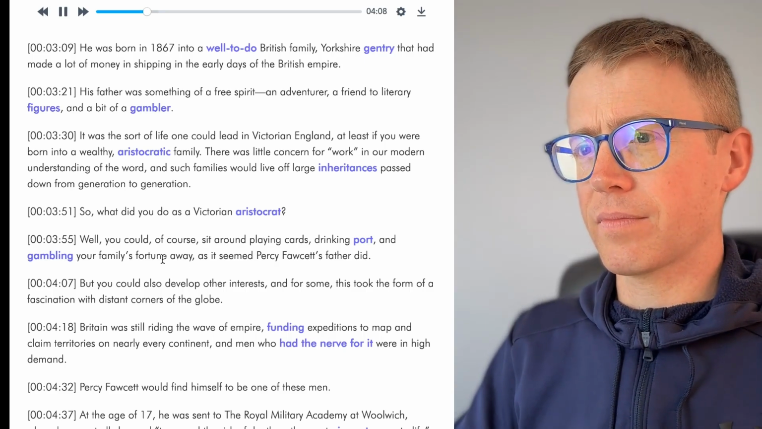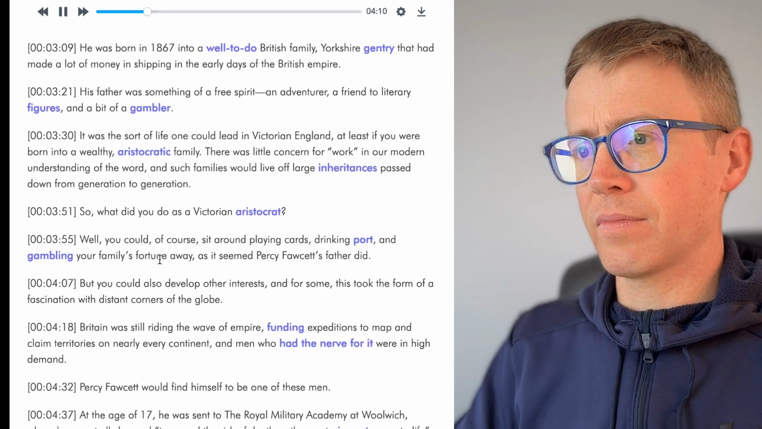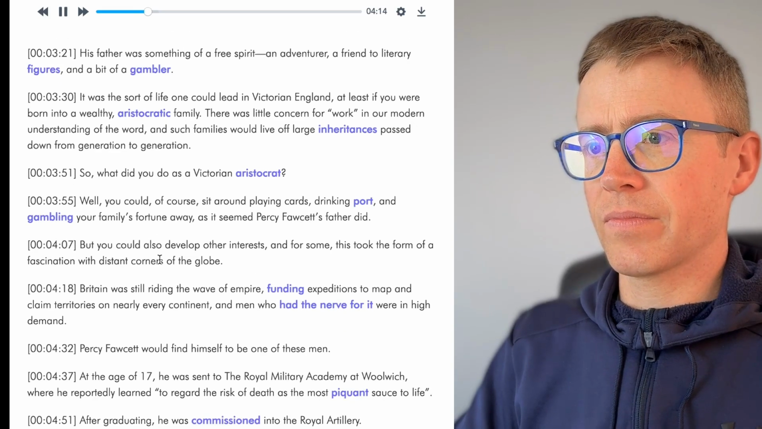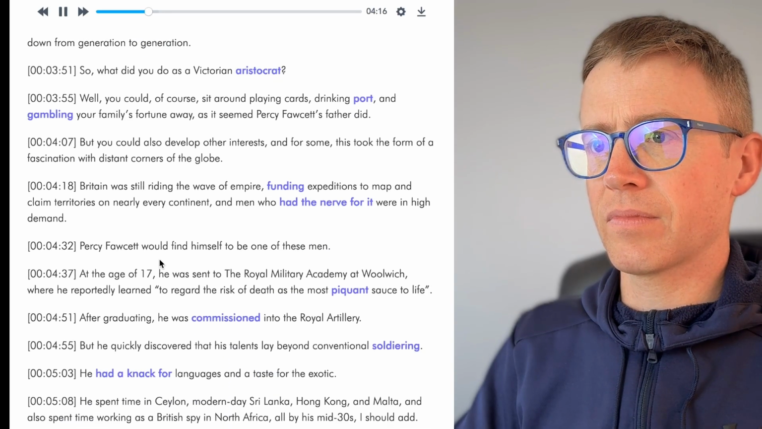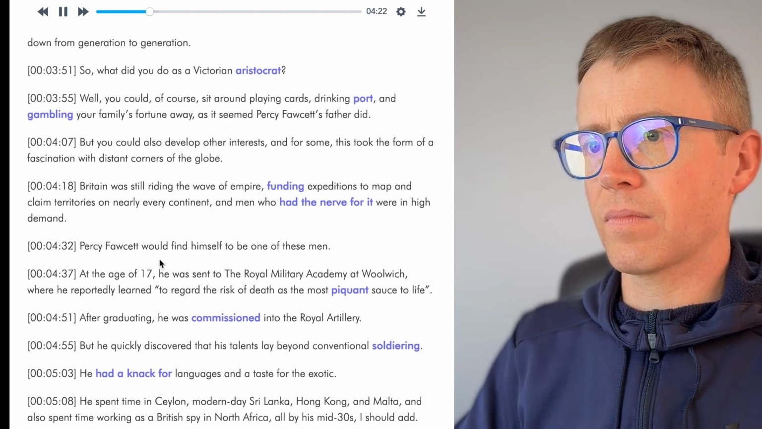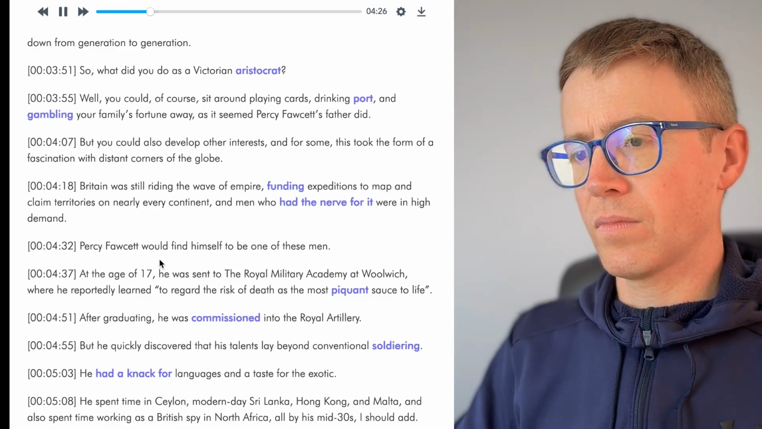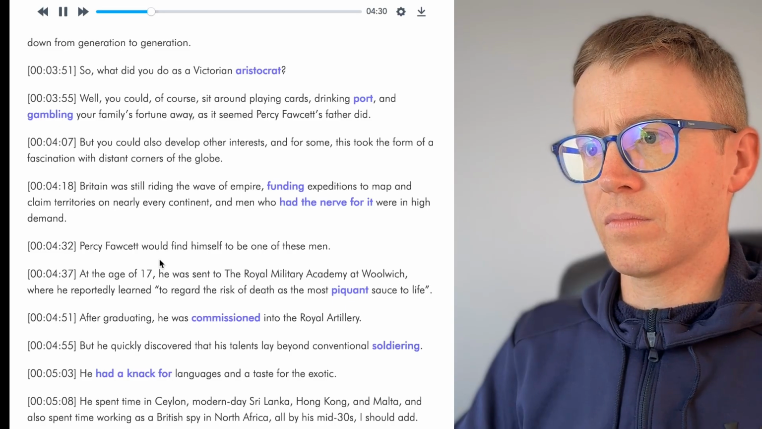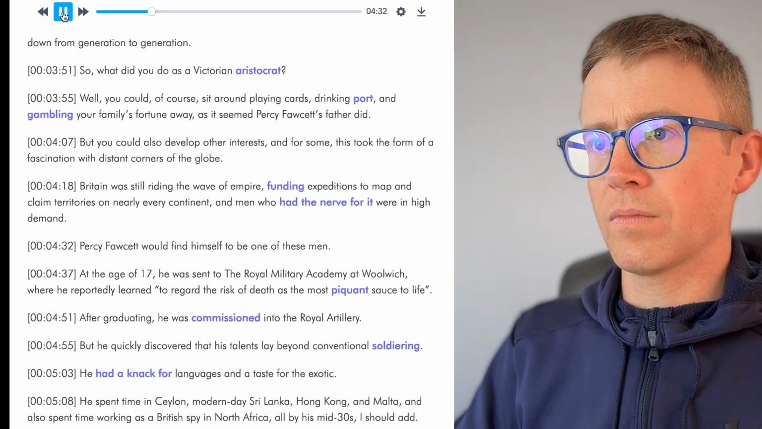But you could also develop other interests. And for some, this took the form of a fascination with distant corners of the globe. Britain was still riding the wave of empire, funding expeditions to map and claim territories on nearly every continent, and the men who had the nerve for it were in high demand.